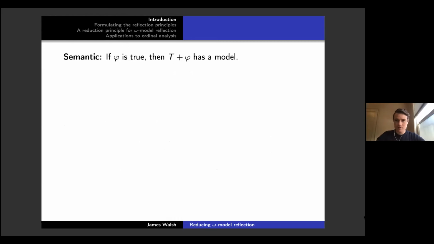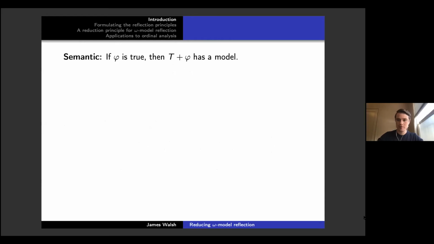Now, the semantic reflection principles are a little different. According to the semantic reflection principles, roughly speaking, if phi is true, then T plus phi has a model. Again, this is an informally stated principle. Usually we work with formalized versions of this principle, approximations to this principle.